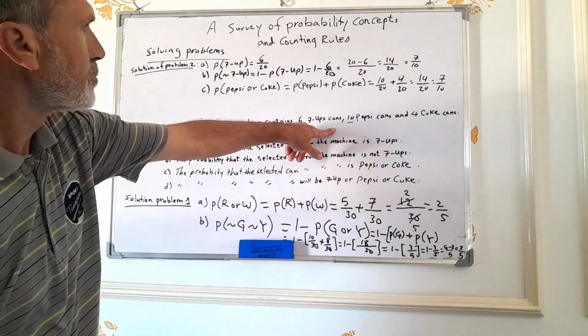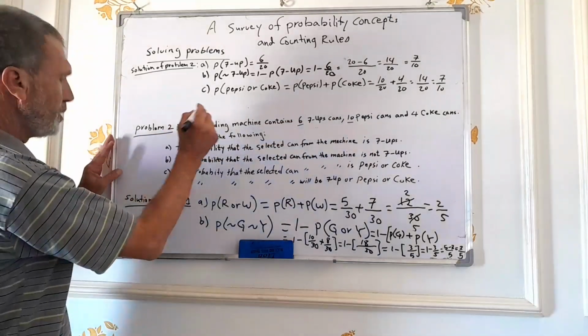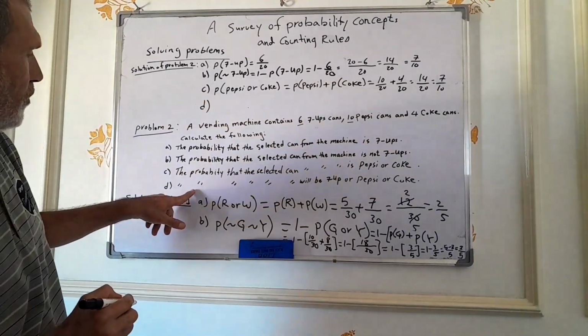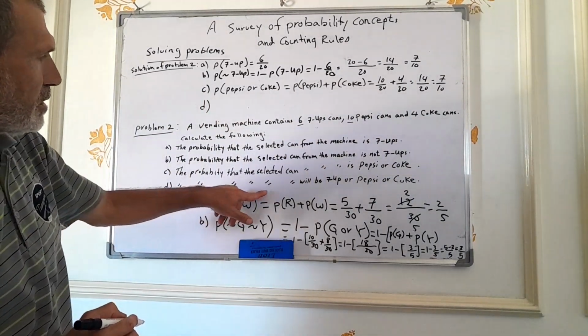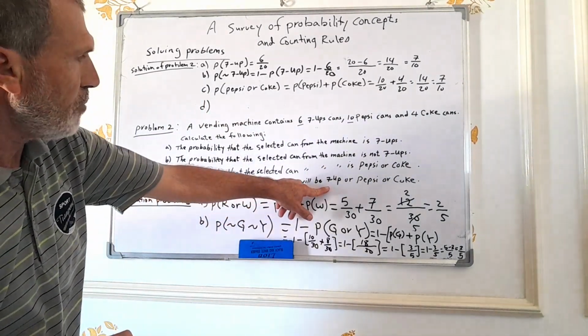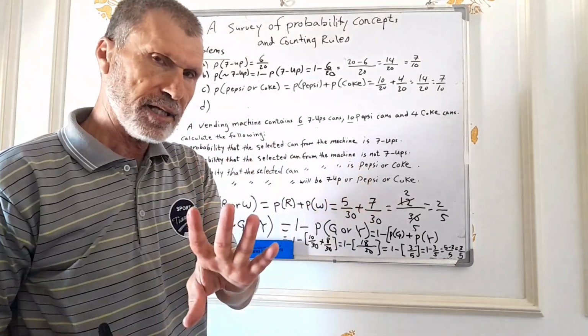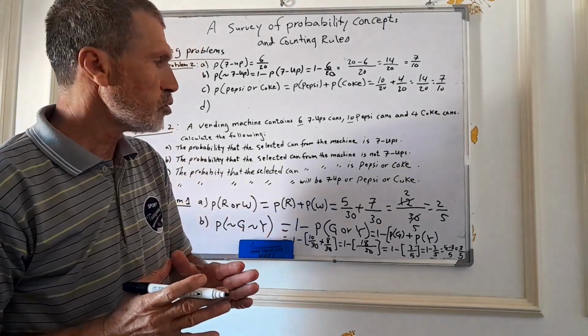Okay? D, find the probability that the selected can will be 7-Up or Pepsi or Coke. Here we're talking about 3 events. Of course, they are mutually exclusive.